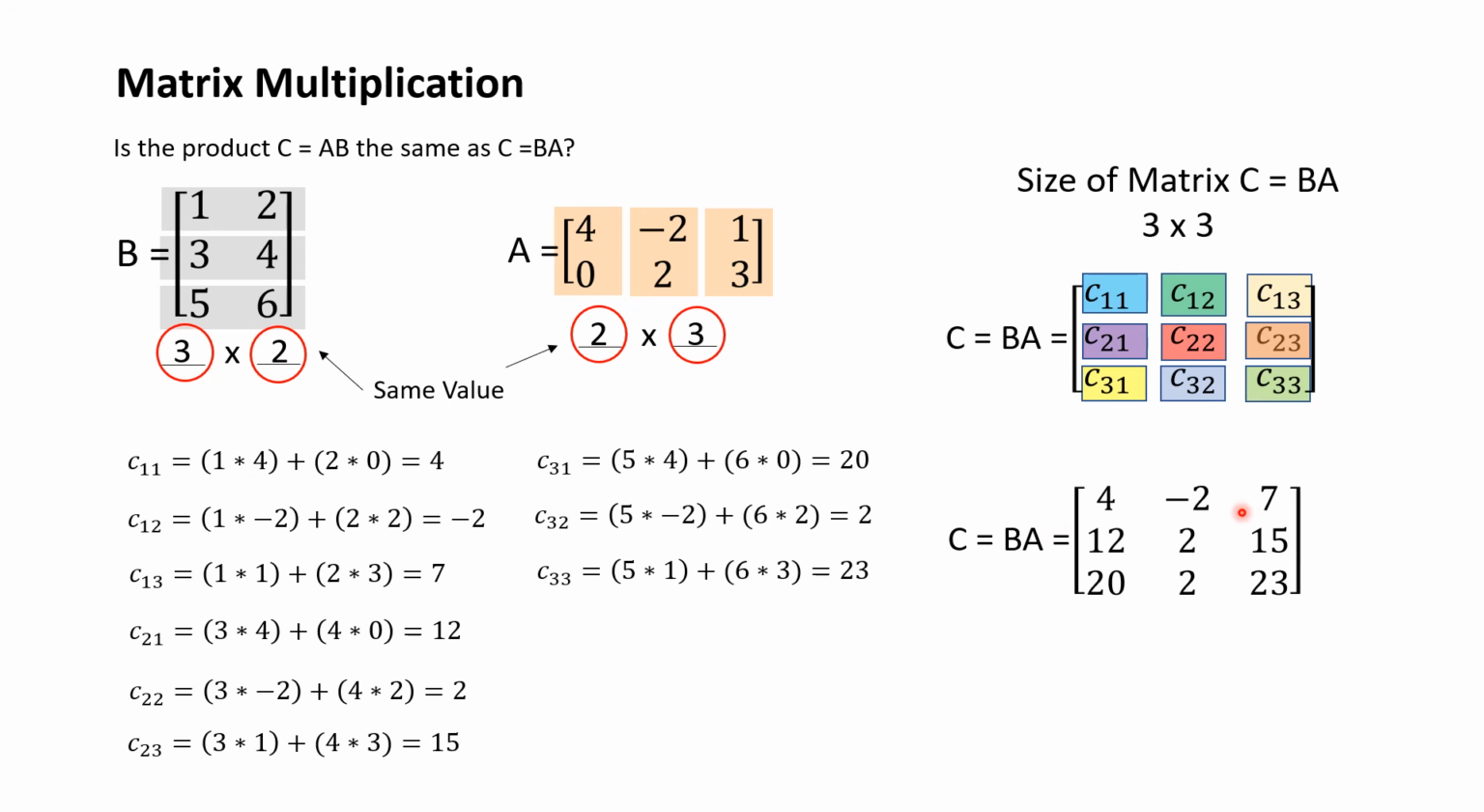Therefore, the final answer in the matrix of C equals BA is shown in the bottom right corner, and a similar approach can be used when multiplying matrices of different sizes.